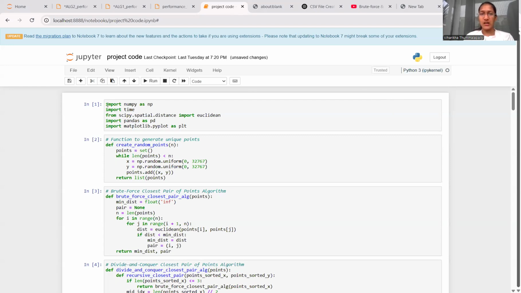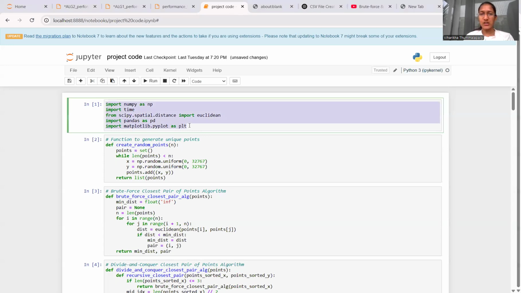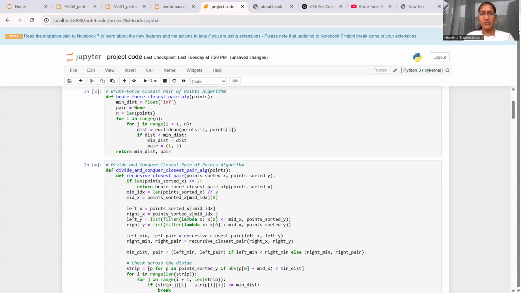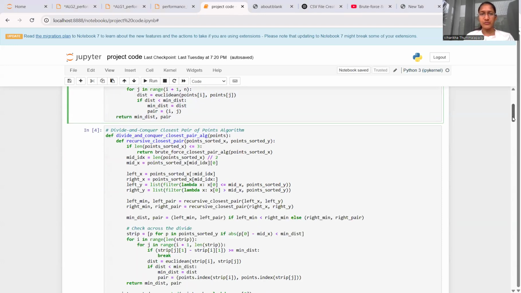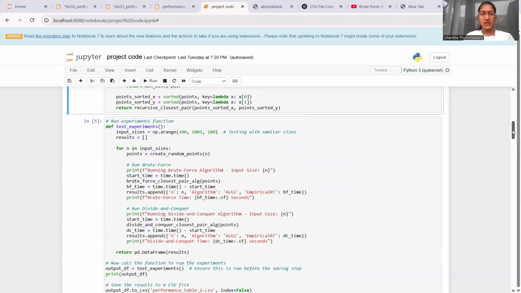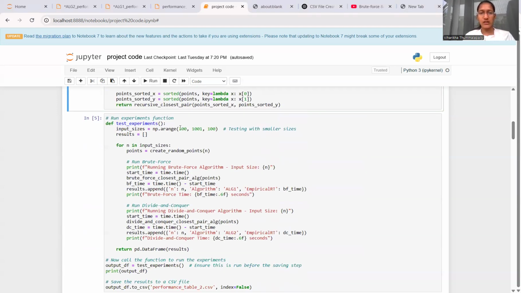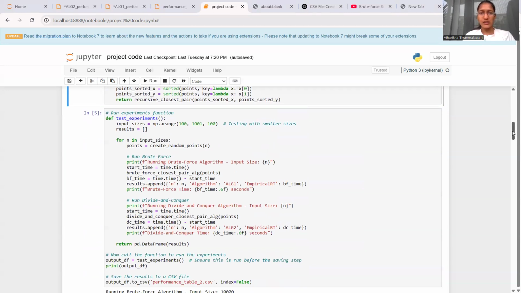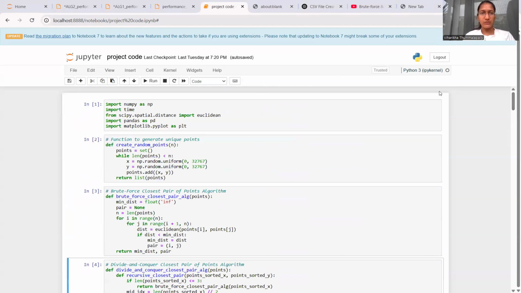As we see here, I imported some of the files which I needed in the project. After that, you can see the brute force algorithm. This is the brute force algorithm, and this is the divide and conquer algorithm, which I used in this project. Afterwards, you can see here I take the inputs range from 100 to 1000 right now. You can see the differences. Right, I'll run the code.